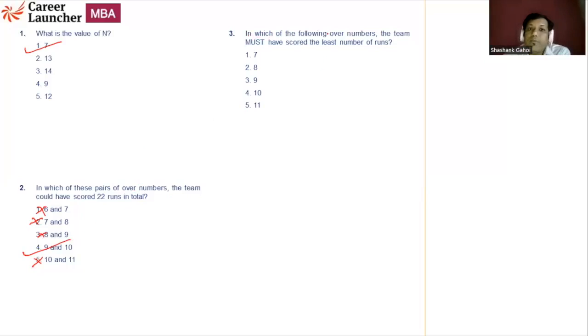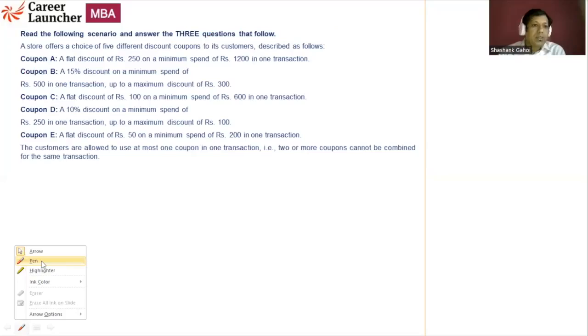Now, in which of the following over numbers, the team must have scored the least number of runs? So anyhow, a team is not scoring less than 6 runs. So the question is talking in which over the team has scored 6 runs. So it can be 7th over, it can be 6th over. So 6 is not in the option. So the answer should be 7. In 7th over, the team scored 6 runs, and that is the minimum possible the team can make in an over. So answer of this question is going to be option 1, that is 7th over. Let's start this set.